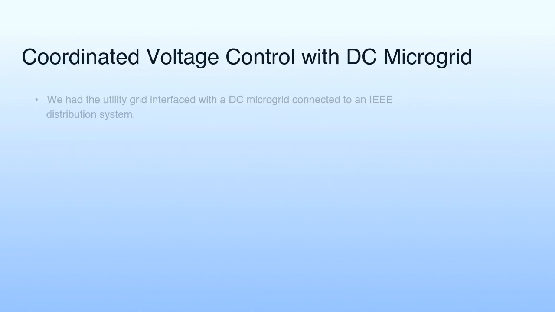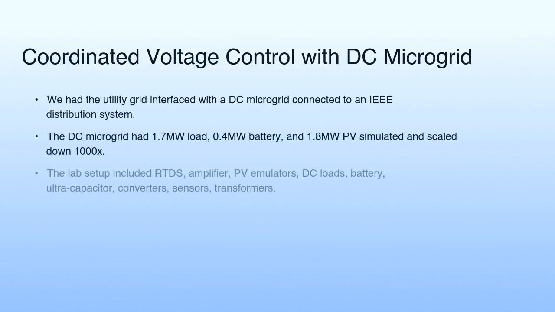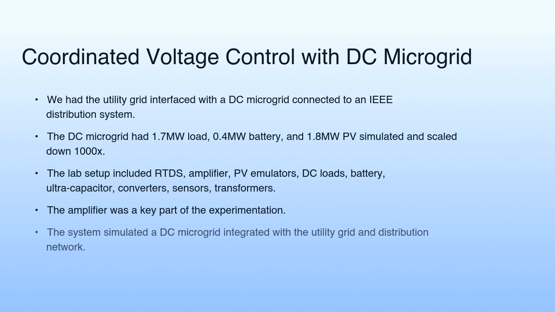The hardware in the loop experimentation setup converts digital to analog signals, amplifies them, and feeds them back, allowing analog to digital conversion for RTDS and facilitating closed-loop PHIL experimentation. Comparing power characteristics with and without coordinated voltage control in the DC microgrid.